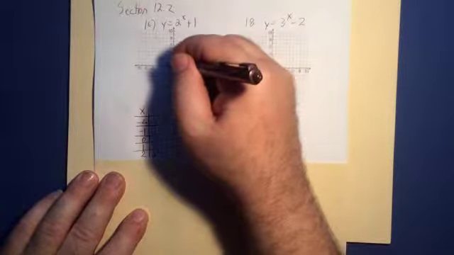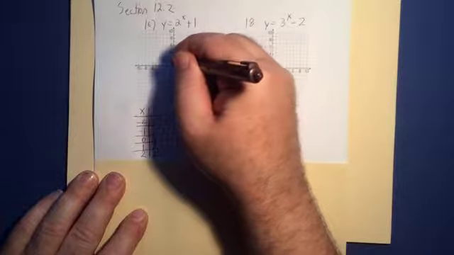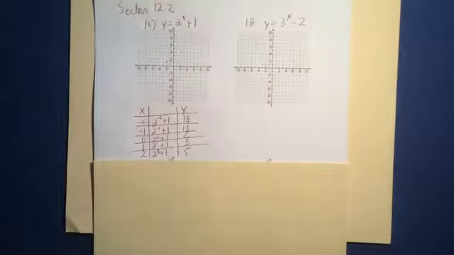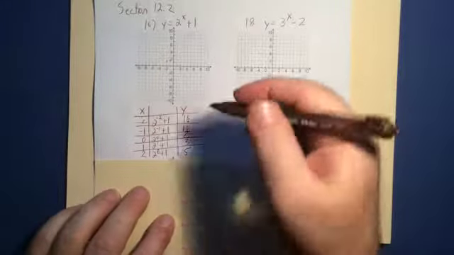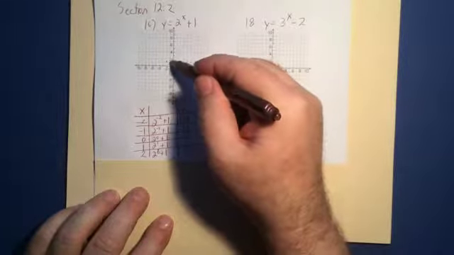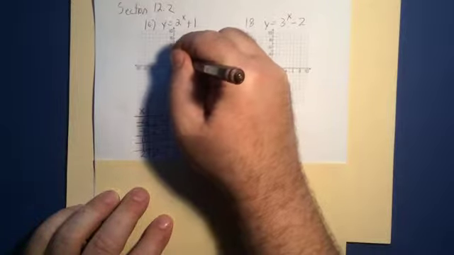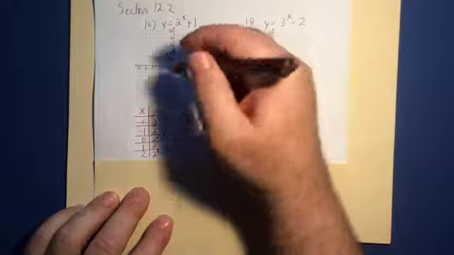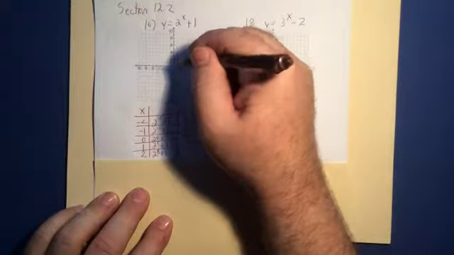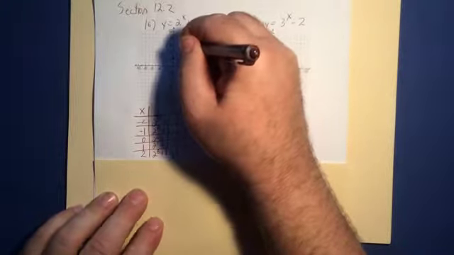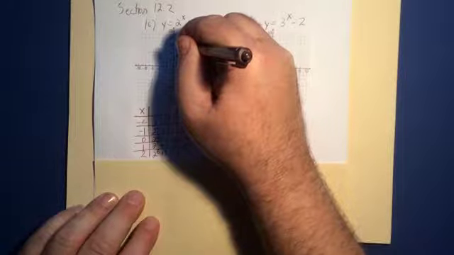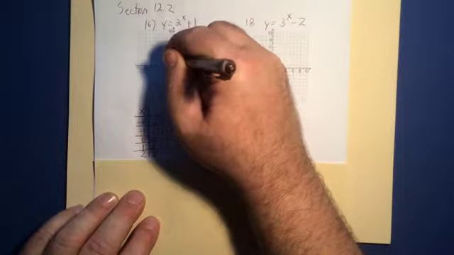For -2, we want to be just a little above 1 now. For -1, we're going to be at 1 1/2. For 0, we're going to be at 2 this time. For 1, we're going to be at 3. And then for 2, we're going to be at 5. So we'll go ahead and put those down there.